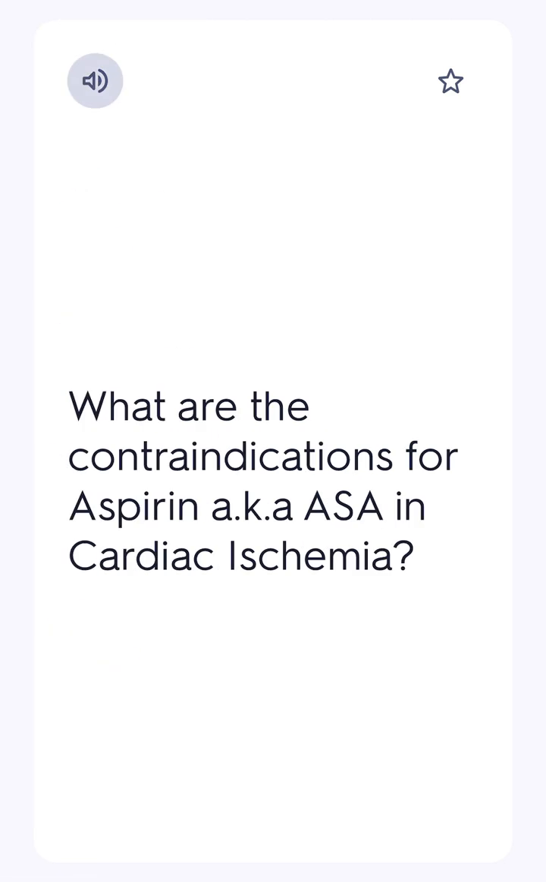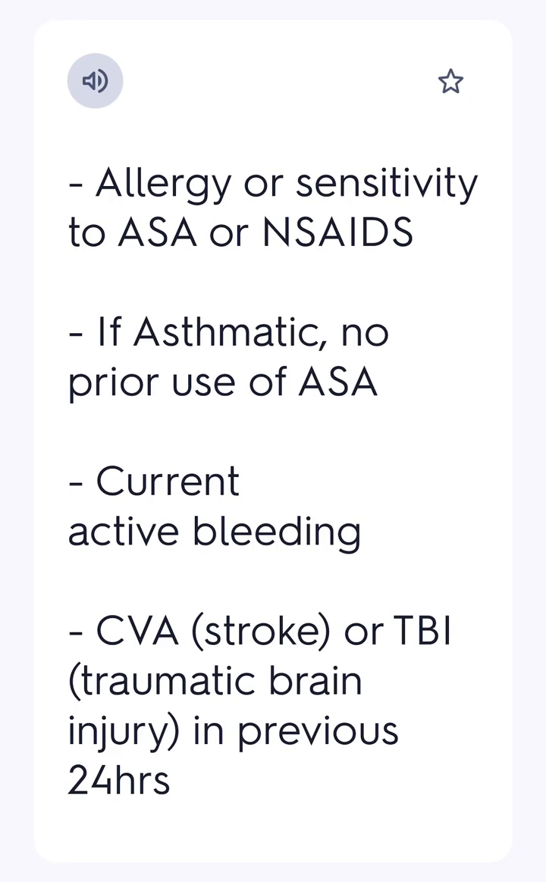What are the contraindications for aspirin aka ASA in cardiac ischemia? Allergy or sensitivity to ASA or NSAIDs, if asthmatic, no prior use of ASA, current active bleeding, CVA or TBI in previous 24 hours.